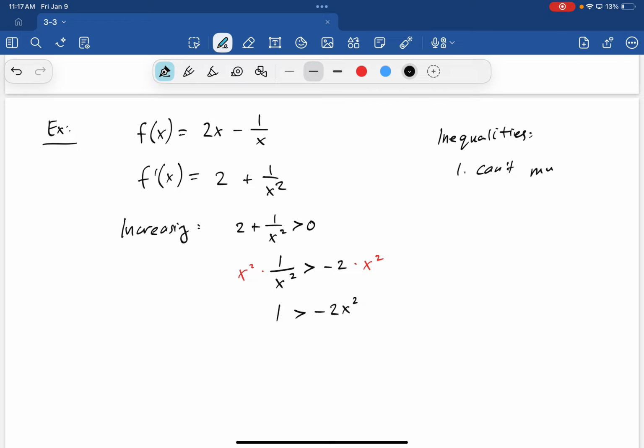So you have to be very careful. Inequalities are strange, aren't they? So remember that. But here, I'm multiplying by x squared, right? And x squared is always positive, so I have no troubles there.